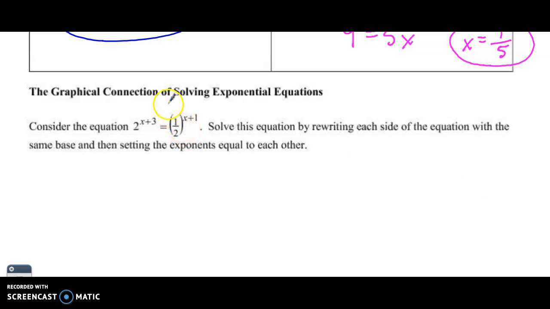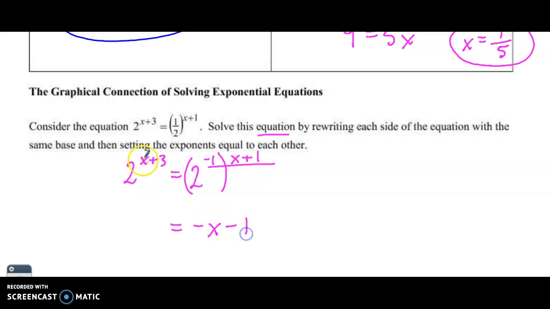So here's the thing, when we're solving equations, we want to make sure that we get the bases to be the same. But if we look at this problem, we kind of have an issue. 2 to the x plus 3. If I rewrite the right side, it'd be 2 to the negative first power, because that is 1/2. And then you get x plus 1. And then a power to a power, you have to multiply. We're looking at negative x minus 1. Over here, we get x plus 3.